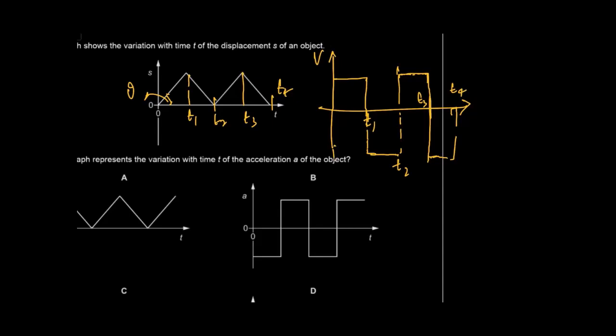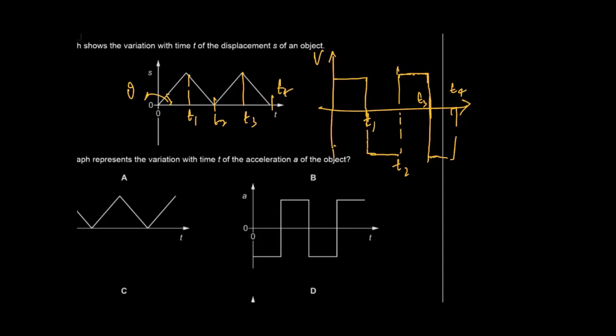Similarly, for T1 to T2, the velocity is constant but negative. So here in this region also, the velocity is constant but negative. It means that its acceleration is also 0. Similarly, for T2 to T3, positive constant, acceleration is 0, and T3 to T4, negative constant, acceleration is 0.